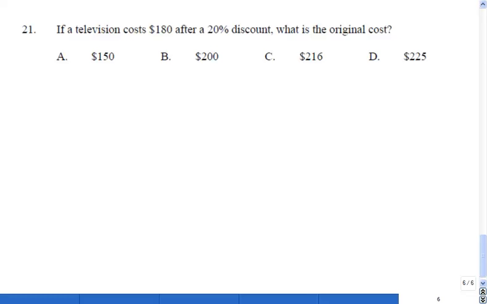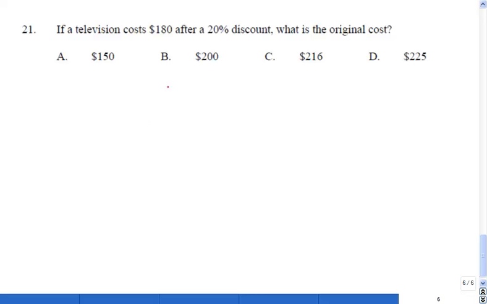Let's find ways to solve proficiency exam problems, because that will assure our survival. Number 21: if a television costs $180 after a 20% discount, what is the original cost?